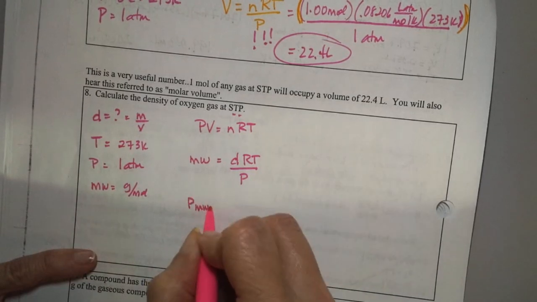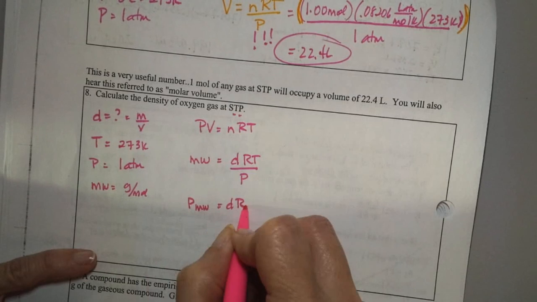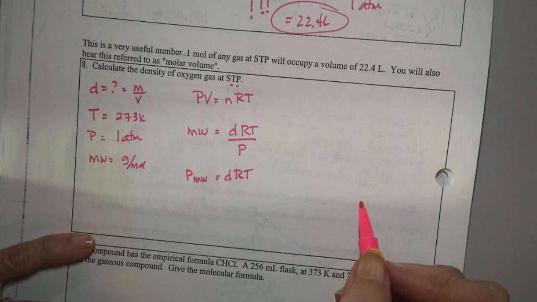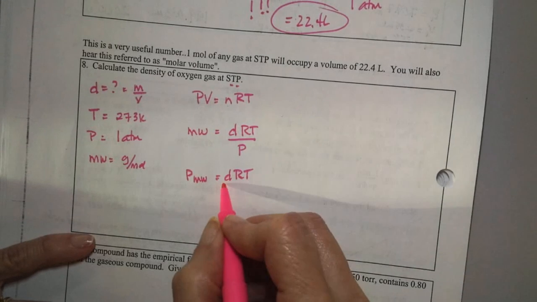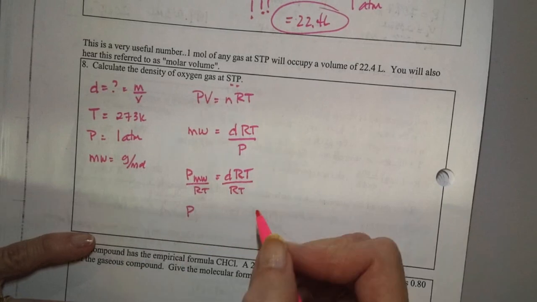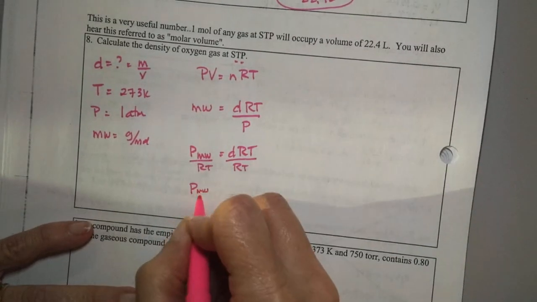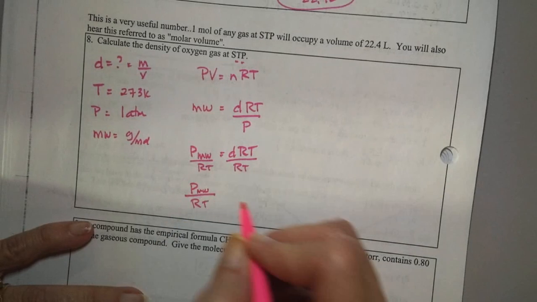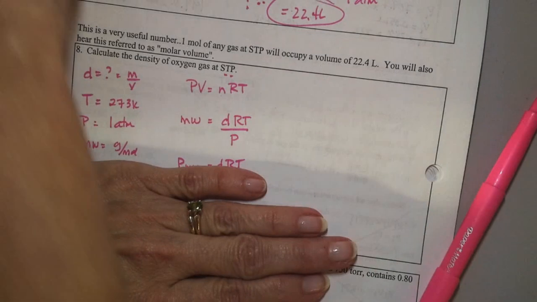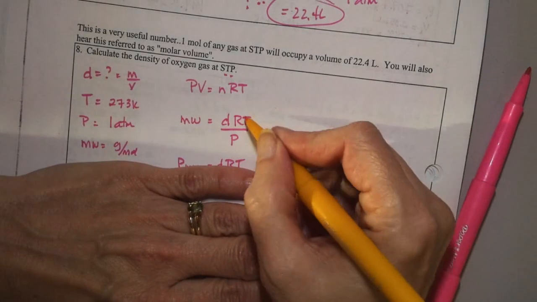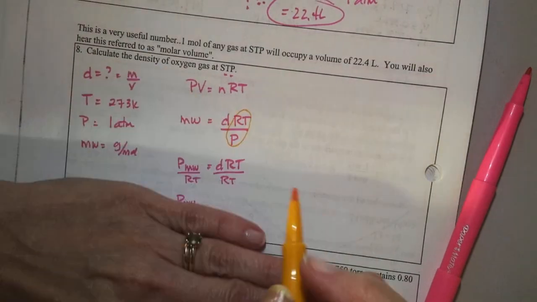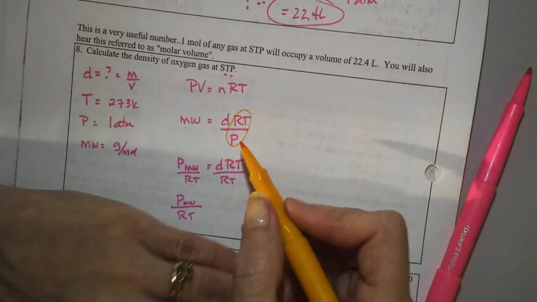And then if we divide out by RT, so we get pressure times the molar weight divided by R over T. If you look at this right here, I can take this as a chunk. If I want D by itself, if I take this chunk and flip it upside down, then I've got P times MW divided by RT is equal to the density. Yeah? Okay, so what do we have?